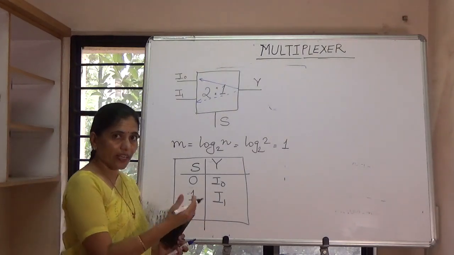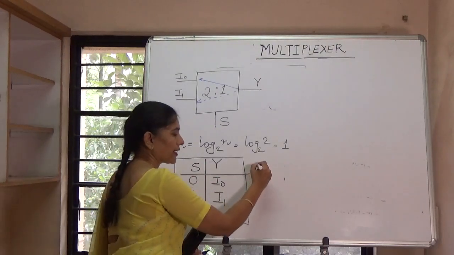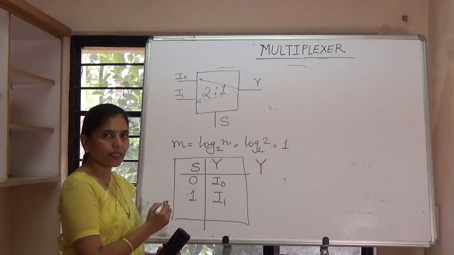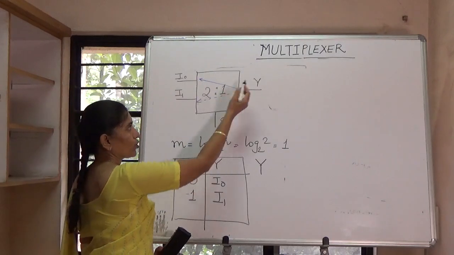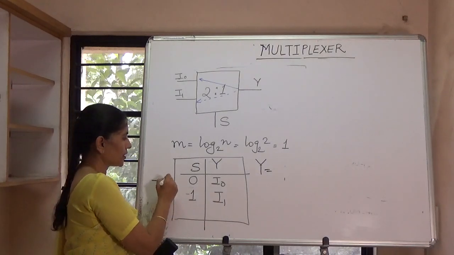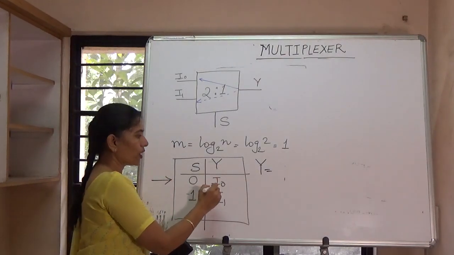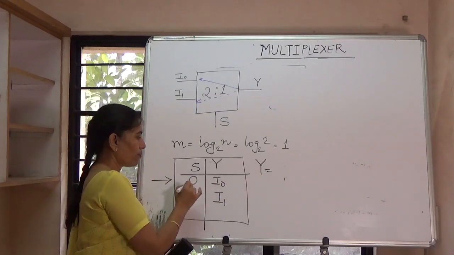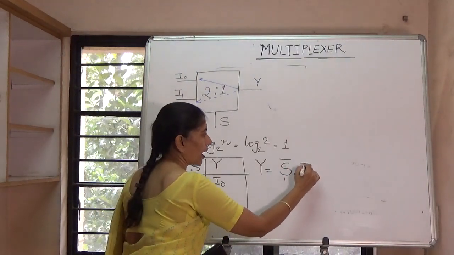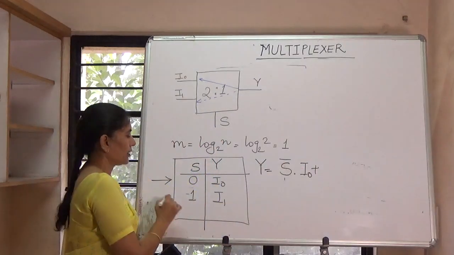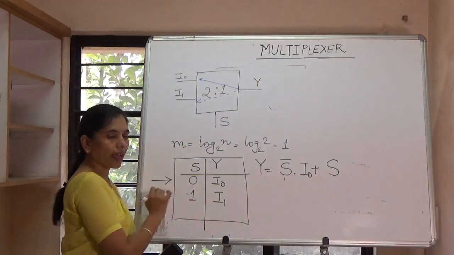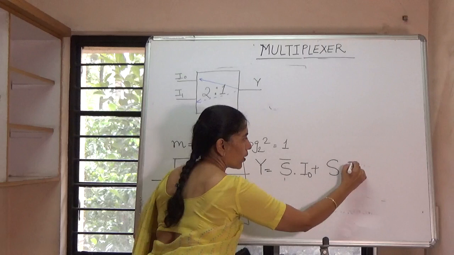Having obtained this particular table, how can we implement this using basic gates? So we must write first the SOP of the output Y, and that can be written very easily because Y is to be expressed in terms of I0, I1 and S now. If we look at the first entry in the table, Y is equal to I0 for S equal to 0. Because S is 0, let's take this as S bar dot I0, plus the second entry: if S is 1, Y is I1. So S is 1, hence it is S dot I1.